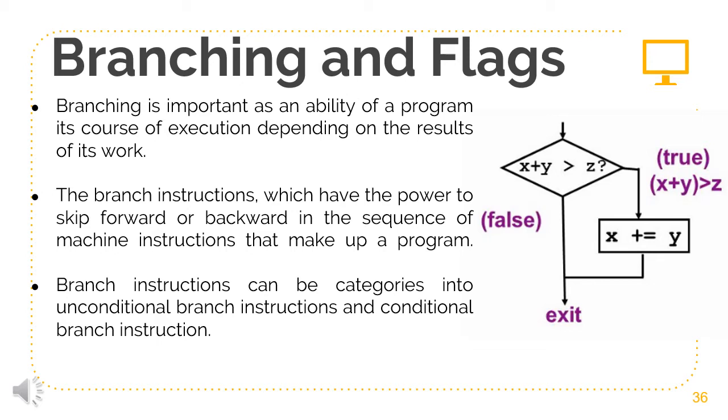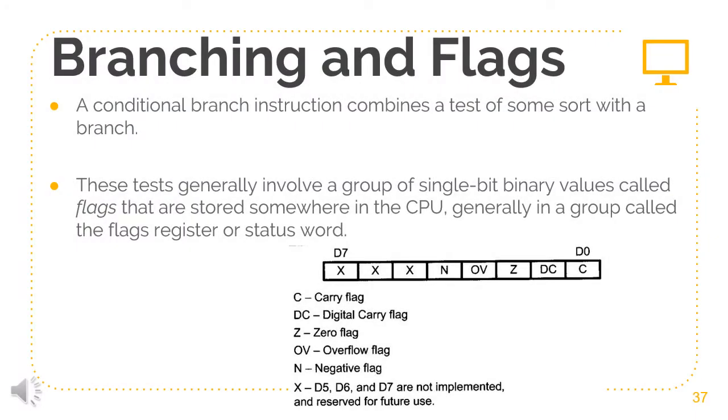This is called a conditional branch instruction. In the example, when x plus y is more than z, the condition is true, then the instruction branches to x plus equals y and exits. Otherwise, when x plus y is more than z is false, it exits. A conditional branch instruction combines a test of some sort with a branch. These tests generally involve a group of single-bit binary values called flags that are stored somewhere in the CPU, generally in a group called the flags register or status word.